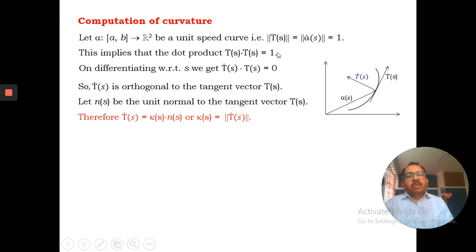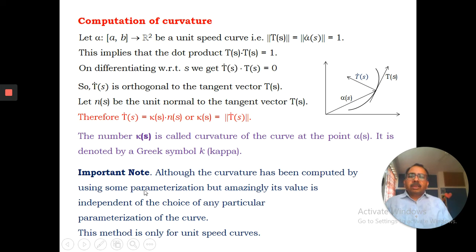So if you have a unit speed curve alpha, its derivative alpha dot is the tangent vector, and its double derivative gives you this orthogonal vector, and taking the norm of that orthogonal vector will give you the curvature at this point.